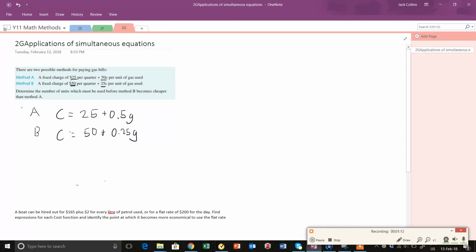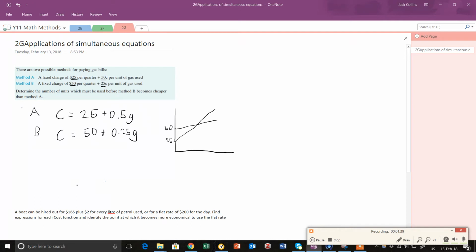So you can see that method B starts out as more expensive, but has a lower cost per unit of gas used. So eventually method B will become cheaper than method A, and that's what we want to find. If we draw that on a graph, you can see that method B starts out at 50, method A starts out at 25, but method B is going at a lower gradient of 0.25 when compared with method A, which has double the gradient.